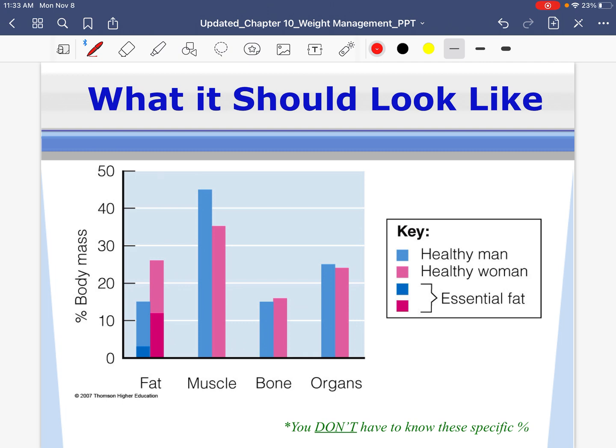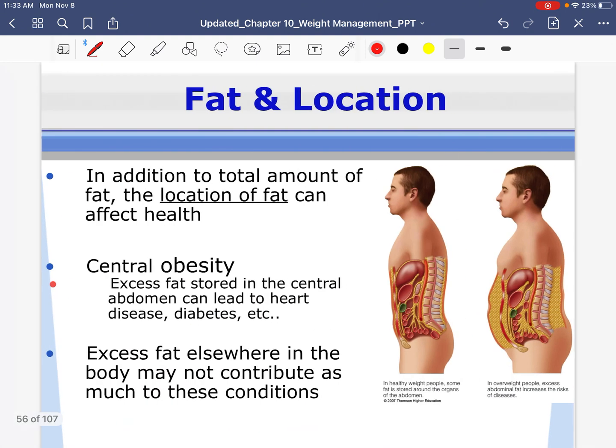Here are some ideas of how that should work out. When you look at fat, you can actually talk about essential fat, and we can see it in men versus women. Women are the purple, so women are going to have more fat. Women are going to usually have less muscle, and that's just the way that our biology is set.